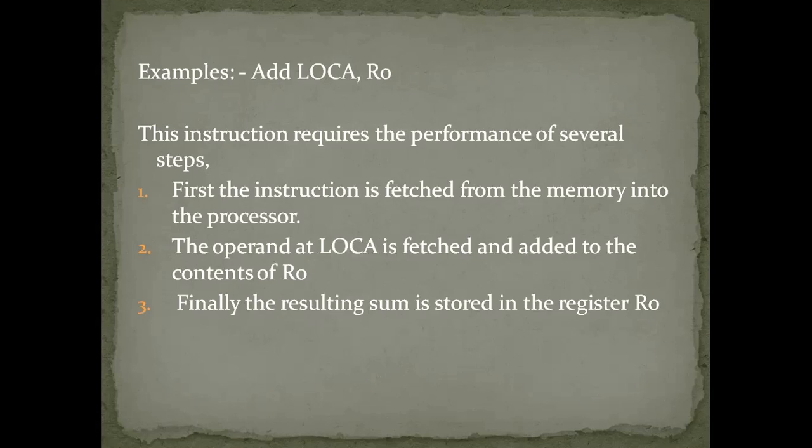So here they perform three steps. First we fetch the instruction from main memory, then add the two operands, the location plus the R0 register. Finally, the sum value is stored in the R0 register.